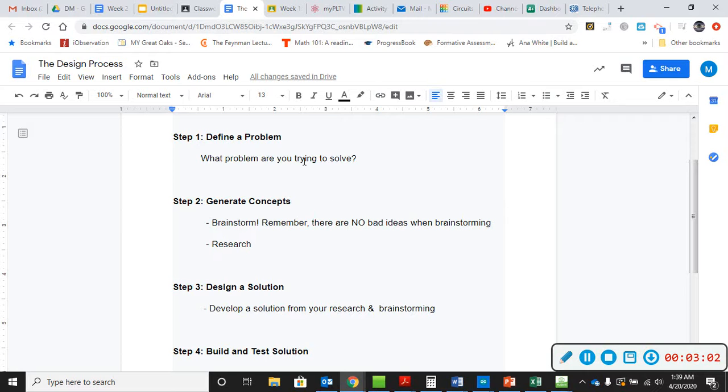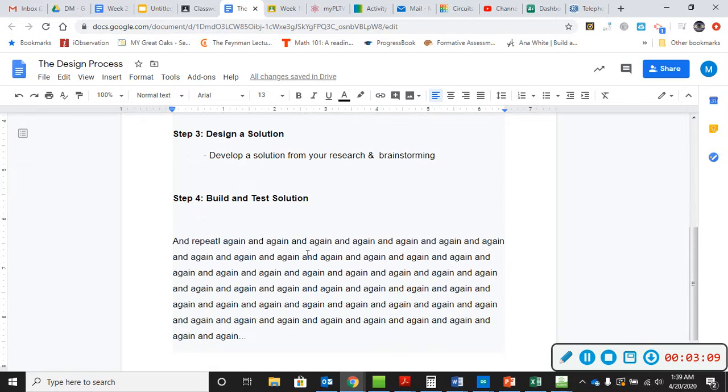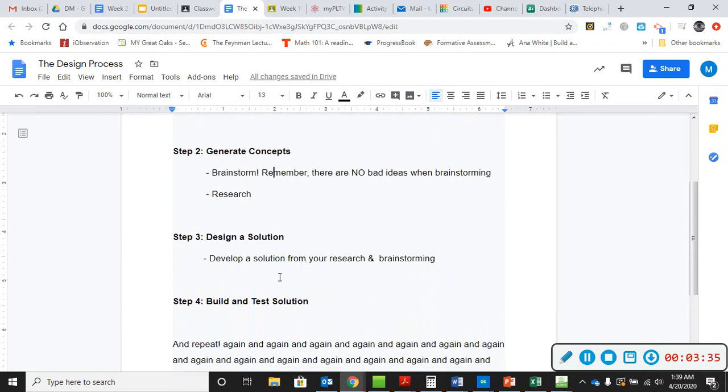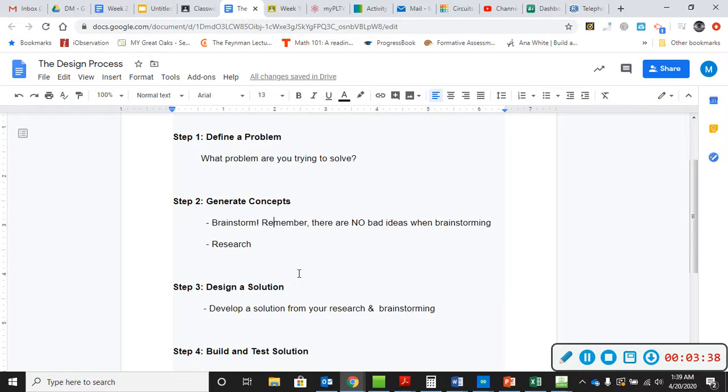We might need to tweak the problem. We will do some more brainstorming, or maybe look at another idea from your brainstorming. Pick a different solution. So just because this process has steps 1, 2, 3, 4, doesn't mean we just stop at 4. The big idea is we get a solution, we build it, we test it. If it does fix the problem, if it does solve the problem, great, we can use it. But then we're going to repeat this process again and again, over and over again.